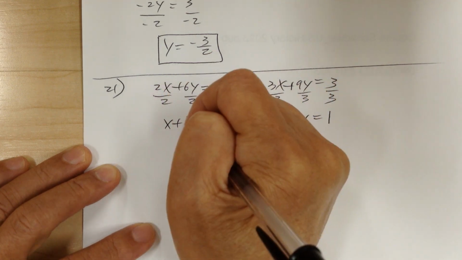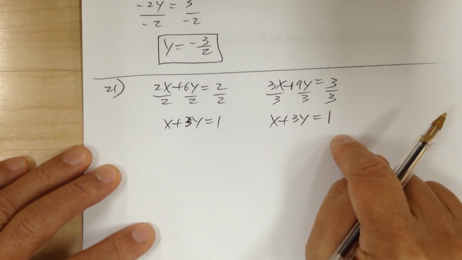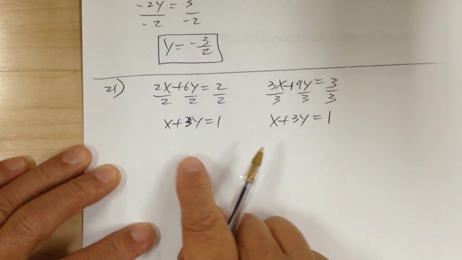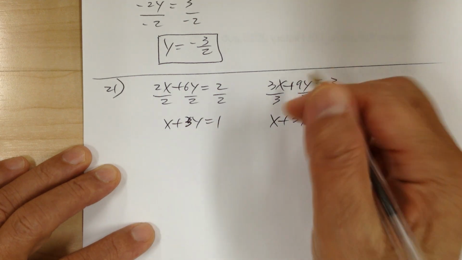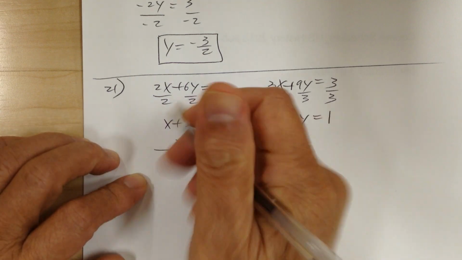Notice they're identical. When they're identical, that means they're always going to be true. So this is going to be dependent. But if you don't see that, that's okay. Let's go ahead and make them opposite. So I'm going to multiply this by negative 1. I'm going to eliminate the x. So just follow through the motion.